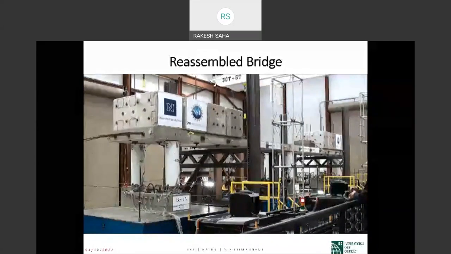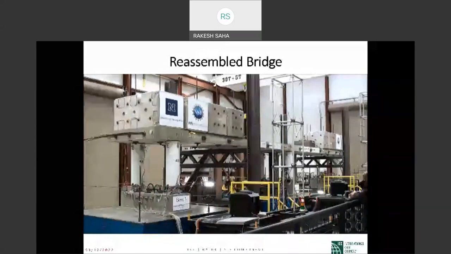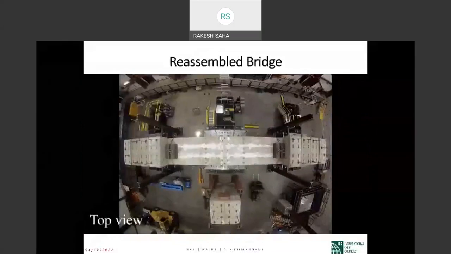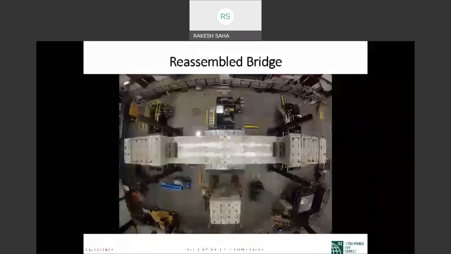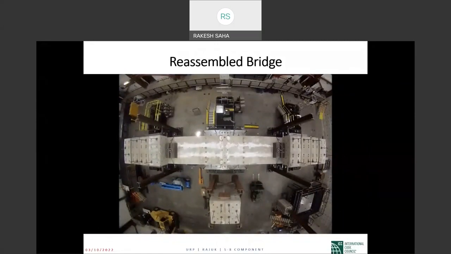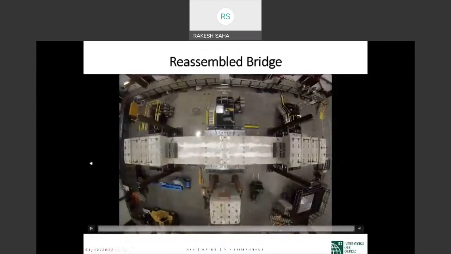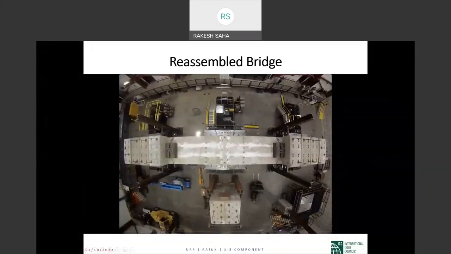Again, this was a bridge that was disassembled and reassembled and retested to a higher amplitude earthquake. Look at the bridge from the top. So this was about a 70-foot long bridge, about 22-meter long bridge that we tested. So this is again the large scale.